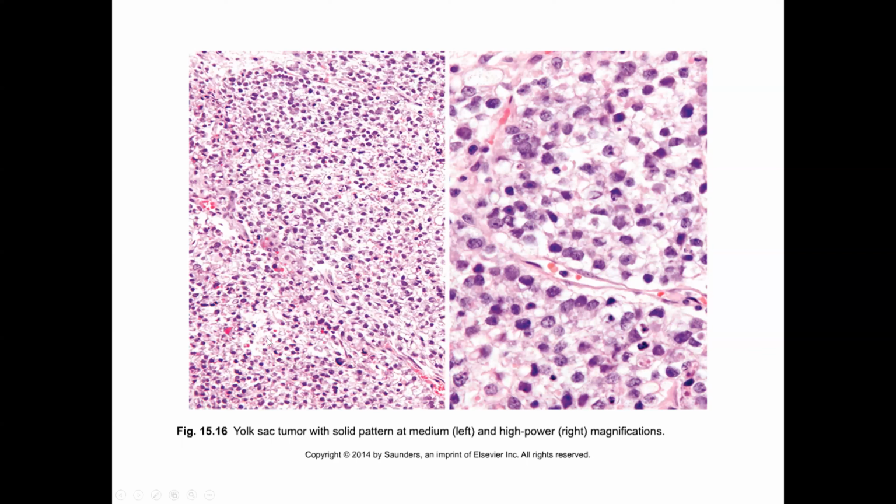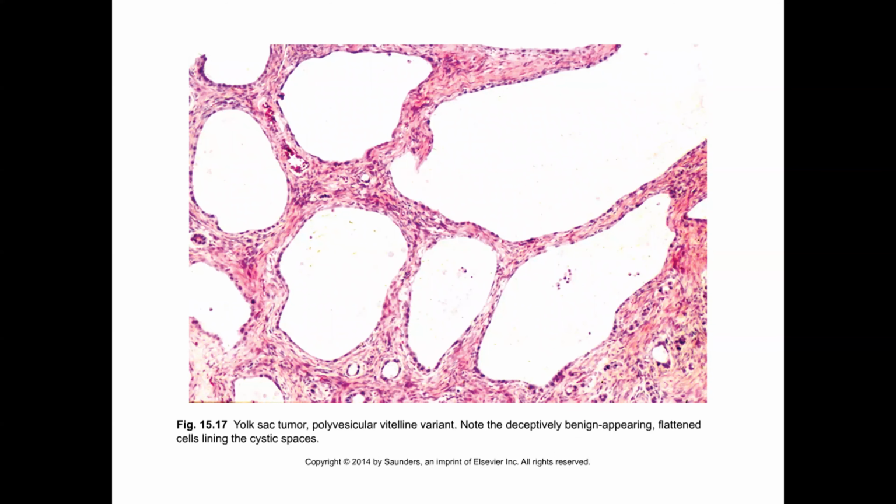We can have solid patterns, as you can see here, somewhat resembling dysgerminoma, as you can imagine. Again, not with the very great lymphoid population, but that's not always present in dysgerminoma either. And here's the more polyvesicular vitelline pattern. This can be very deceptively benign because the neoplastic cells can be very attenuated around the periphery of these cystic spaces.